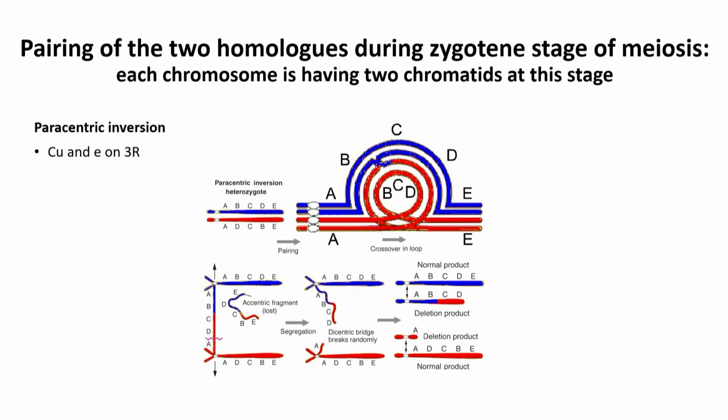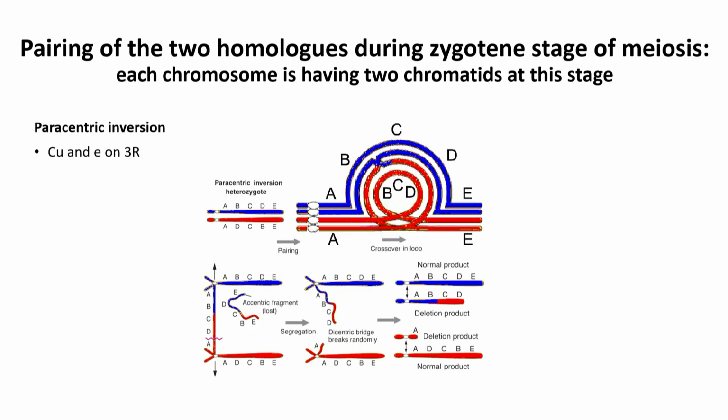Pairing occurs at the zygotene stage of meiosis. So that means the interphase has gone, and now this is in prophase. When it is in prophase, each chromosome is having two chromatids. So the blue one is having two chromatids, and the red one is also having two chromatids. But one chromosome, which is normal, is like this. The other one, if it has to pair, has an inversion in between. So it has to loop and pair.